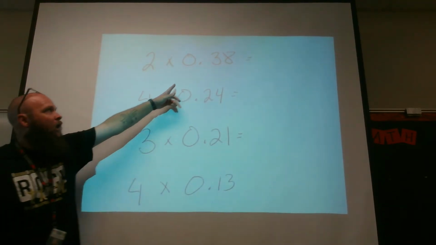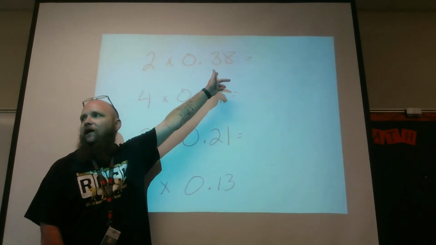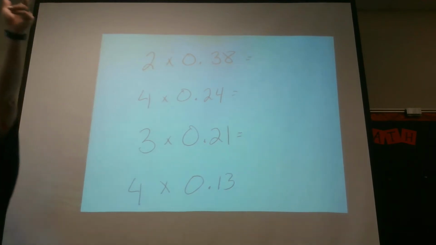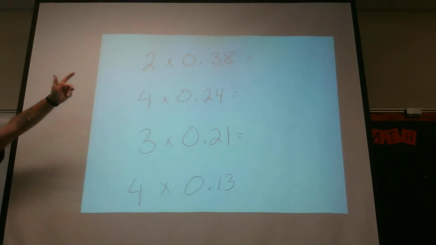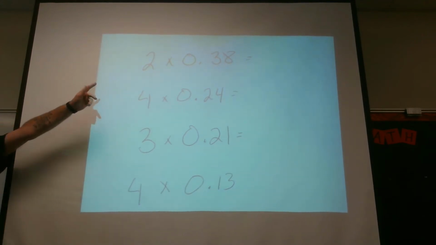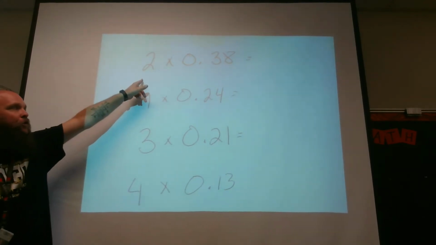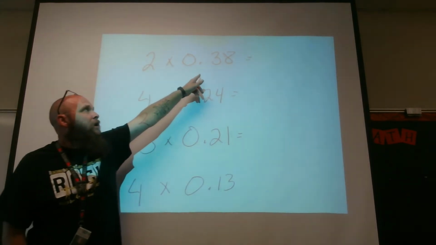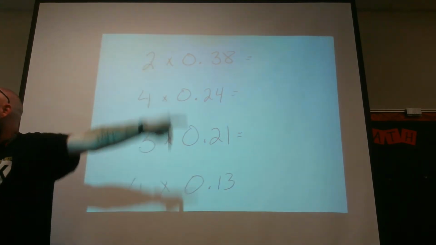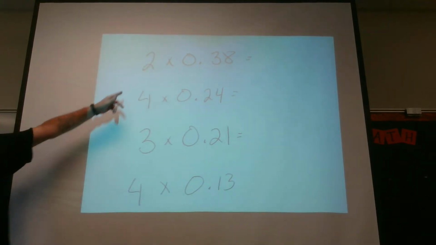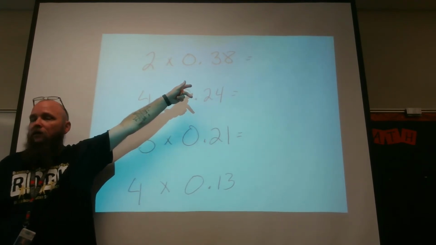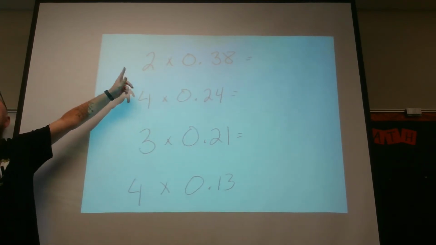I am multiplying these whole numbers by something smaller than 1. That means my answer is going to get smaller. So for example, I have 2 multiplied by something less than 1. 38 hundredths is less than 1, which means 2 is going to become smaller. Your answer should be less than 2.